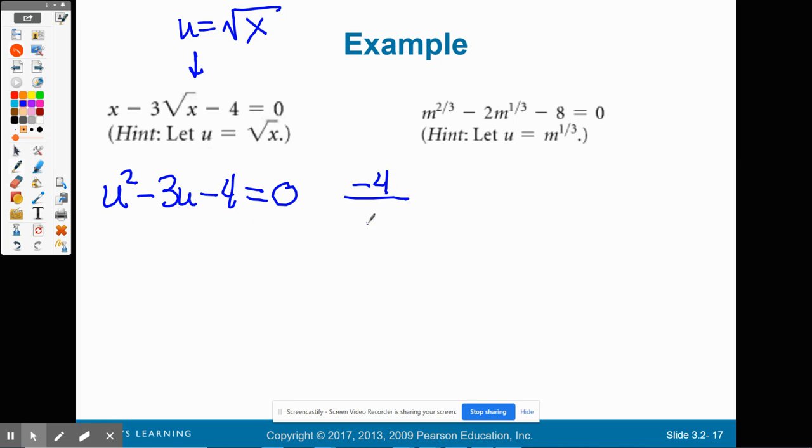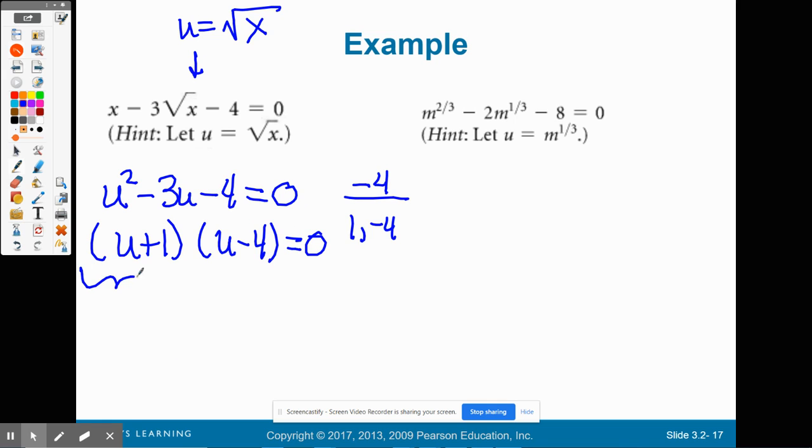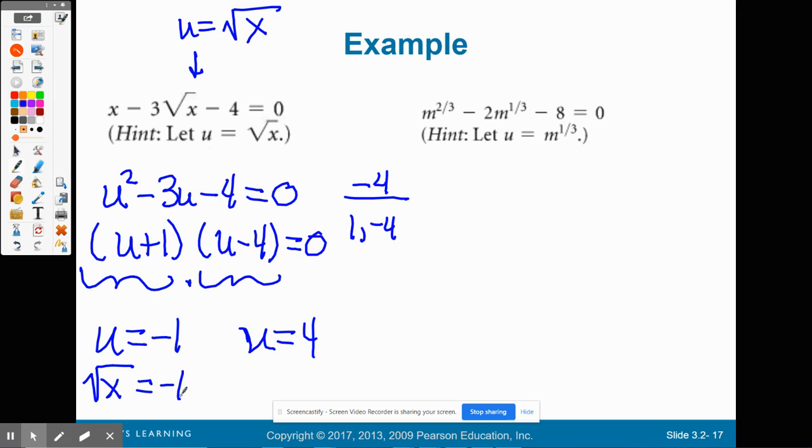Make a list for -4. 1 and -4 gives me -3. So I get u plus 1 and u minus 4 equal to 0. Well, that means this times this equals 0. So u equals -1 or u equals 4. On this one, you do have to be careful though, because u doesn't equal -1. Square root of x equals -1. U doesn't equal 4. The square root of x equals 4.